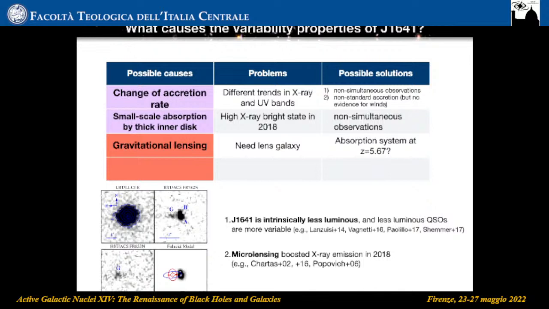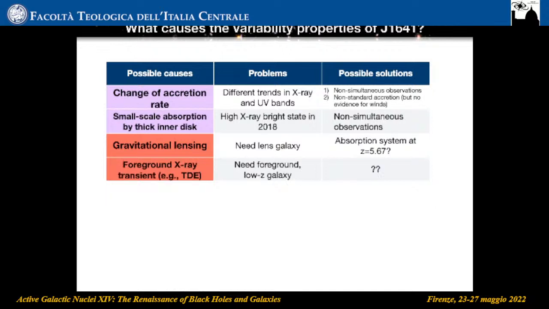Here, the problem is that we need a lens galaxy, of course, and the possible solution is this absorption system we see at redshift 5.67. It could be a galaxy that is lensing, that is the lens of the system. Finally, the last cause we can have is that actually the bright X-ray emission in 2018 was not due to the quasar itself, but to a foreground transient event, for instance, a TDE. In this case, we need a foreground galaxy in which we can have the TDE, and we need it to be at low redshift because we want the luminosity to be consistent with a TDE, so it cannot be this object here. We don't really have a solution here.